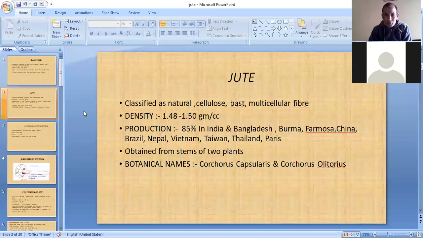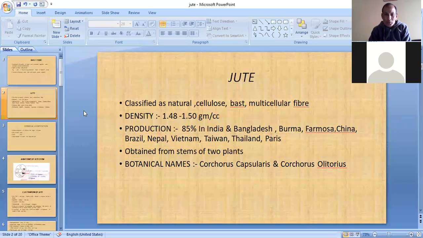The countries which are major producer of jute: almost 85% of jute is produced in India and Bangladesh. So these two countries are the major source of jute production. Other countries in which jute is produced are Burma, Formosa, China, Brazil, Nepal, Vietnam, Taiwan, Thailand, and Paris. But the major portion of jute is produced in India and Bangladesh.